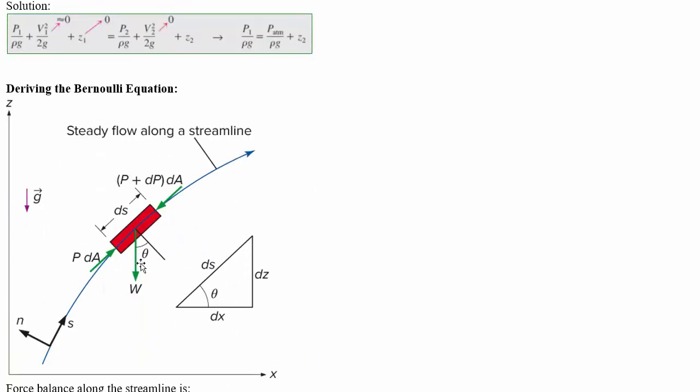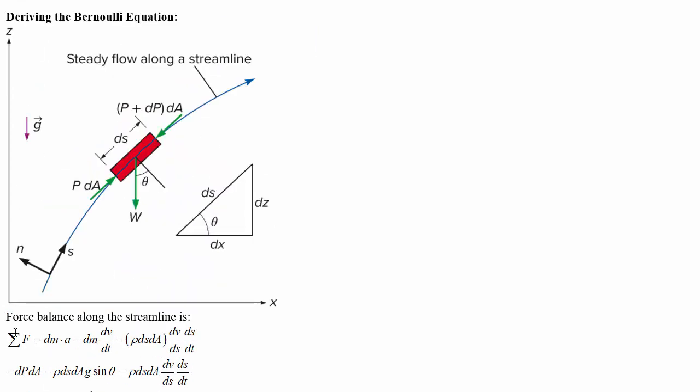Deriving the Bernoulli equation. As you can see, we've got a streamline here, and here's our little fluid element. This is a volume ds times dA in the cross-section, and we've got a pressure on this side, a different pressure on this side, maybe because that can change along the streamline. We've got some weight W. It's at some angle theta relative to the normal direction, which we're going to pull off to the side and look at the ds there versus dx and dz. There's our variable setup. And let's figure out Newton's second law on this little fluid element.